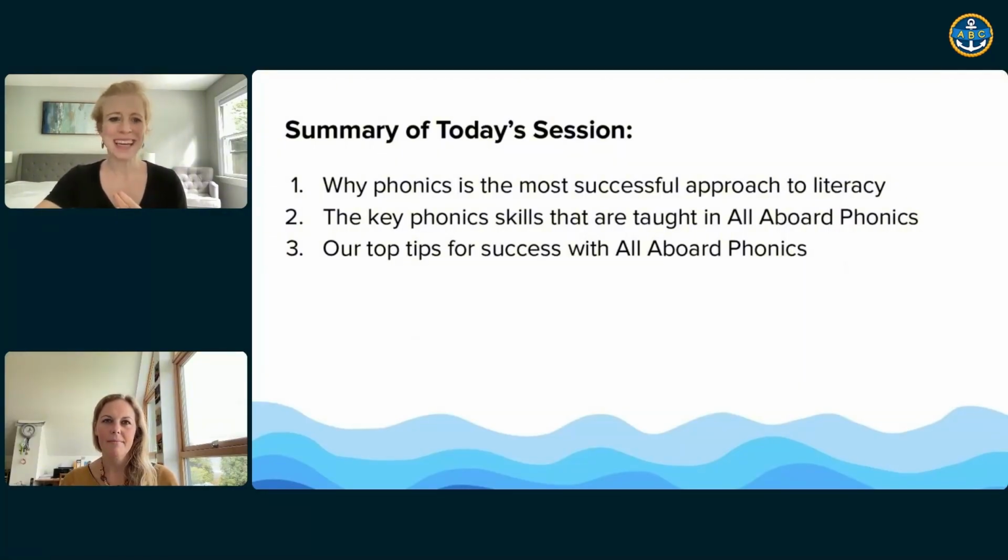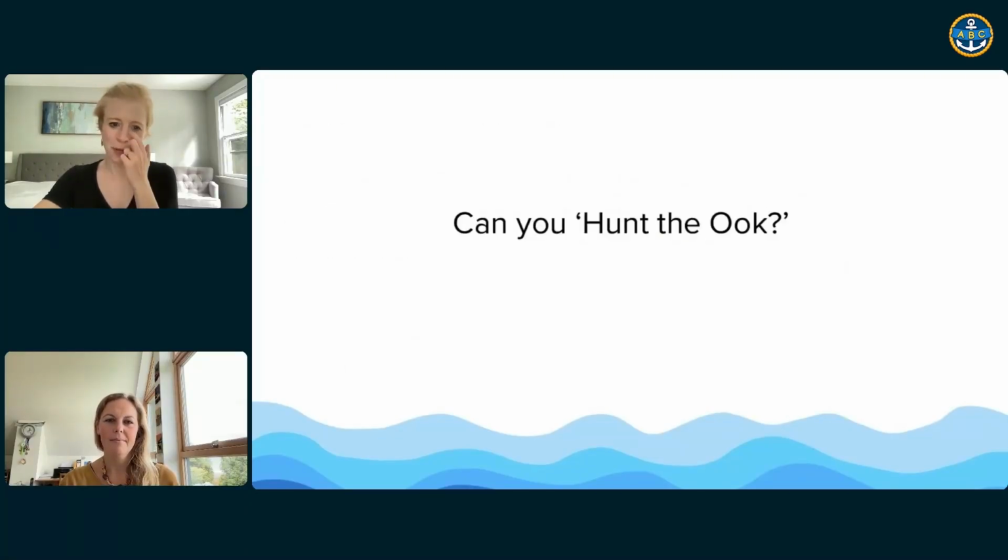Now, let's play a quick game before we say goodbye. I am going to say 4 phonemes, and you see if you can figure out which one I'm pronouncing the wrong way. I'm basically asking you to hunt the ook. S, m, t. Did you find it? It was the M, the M phoneme that I put a schwa on the end. It's a fun game to play.